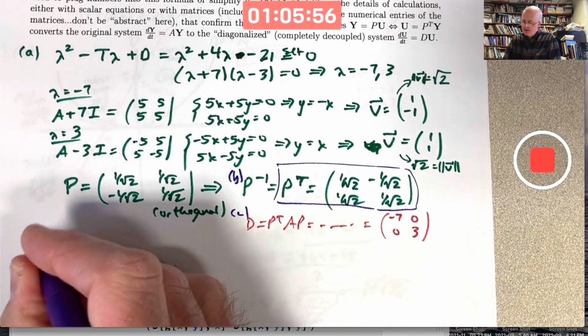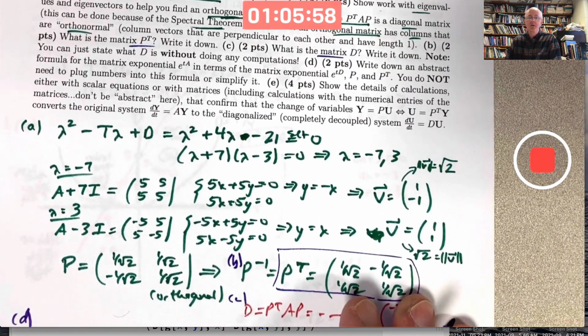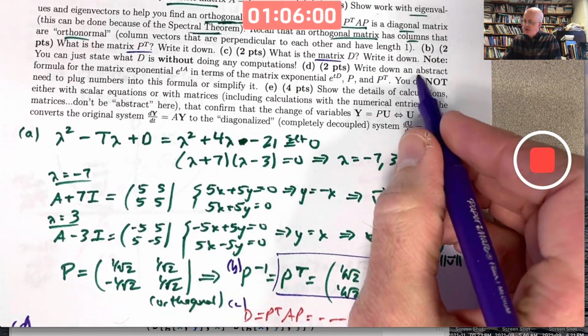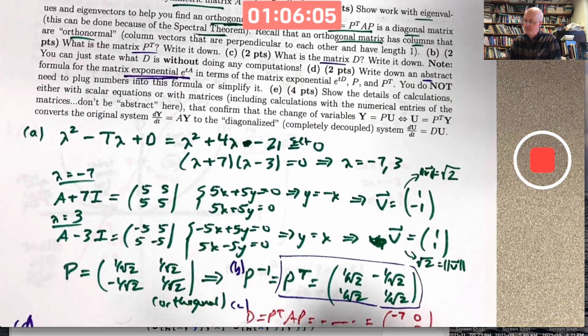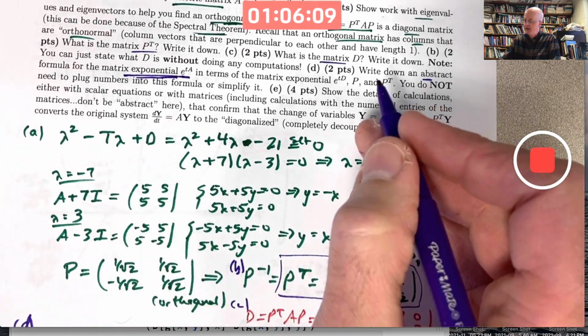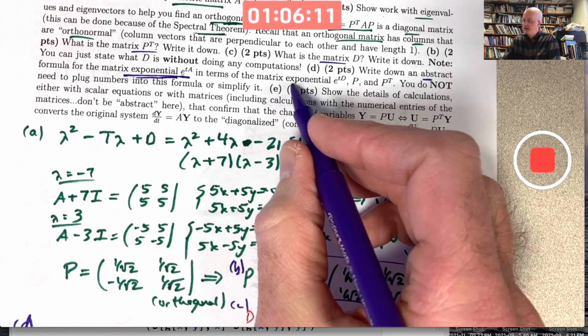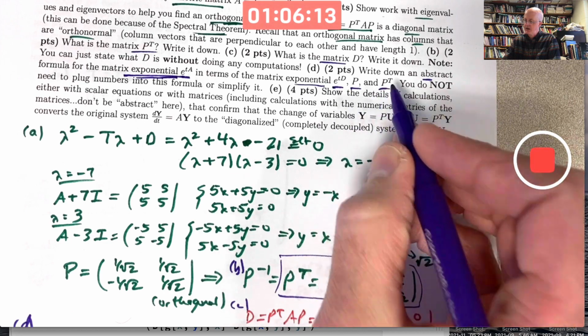Part D, write down an abstract formula for something called the matrix exponential. So I'm also testing on matrix exponential. If you don't know what that is, okay, I'll explain it a little bit. In terms of the matrix exponential e to the TD, P and P transpose.